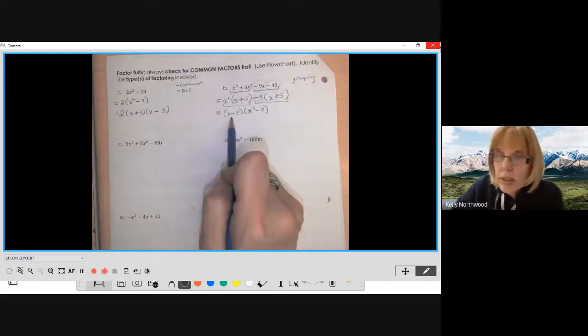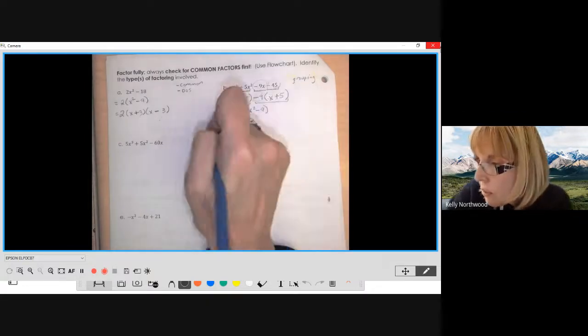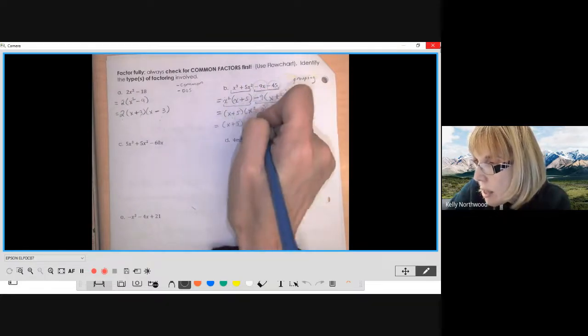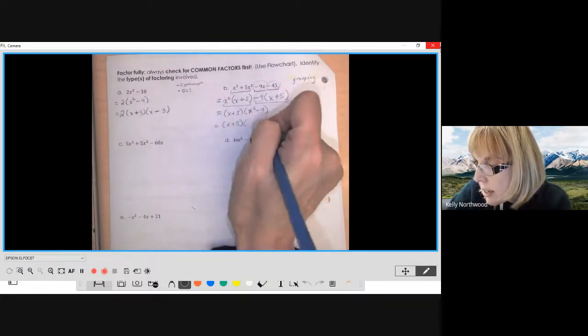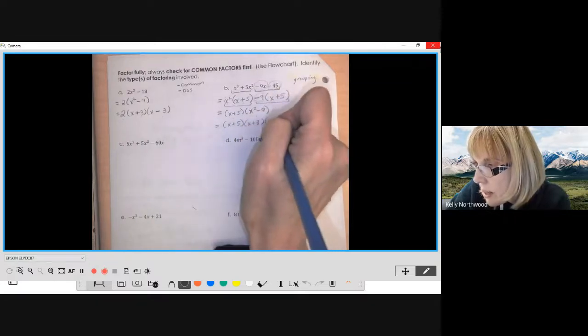So the first factor, x plus 5, doesn't have x squared in it, but the second one does, x squared minus 9. So you have to ask yourself, is x squared minus 9 a difference of squares or not? And it is. So it can be factored further. The x plus 5 just stays the same, but x squared minus 9 can be factored to give me x plus 3 times x minus 3.